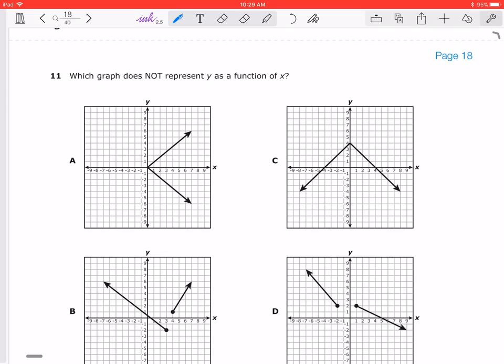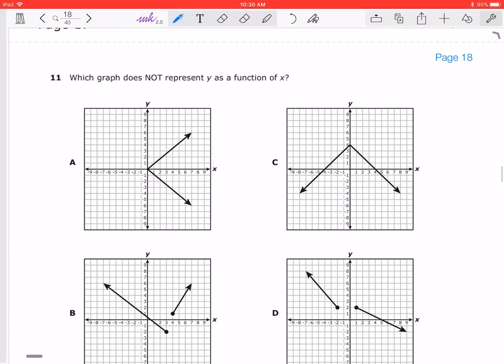Let's see. Problem number... Which graph does not represent y as a function of x? Okay, so talking about y as a function of x, the easiest way to do it is a vertical line test. When I'm doing a vertical line test, I'm looking at the graph and I draw a vertical line. So I'm drawing a line and I hit my graph, and then taking that same line I hit my graph again. That right off the bat does not represent a function. This is not a function.